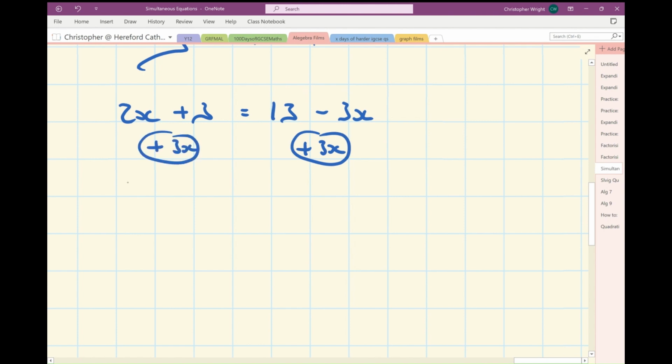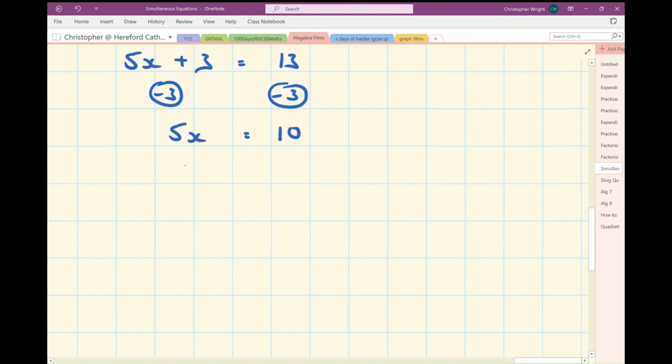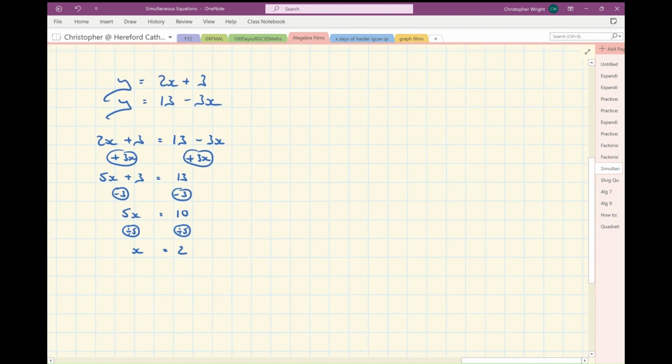So that's going to give me 5x plus 3 equals 13. Now I'm going to subtract 3 from both sides. Gives me 5x equals 10, and divide both sides by 5 to give me x equals 2. Okay, now I need to find out what y is. Well, my first equation is y equals 2x plus 3. So if x is 2, then that tells me that y equals 2 times 2 plus 3, which is 7.